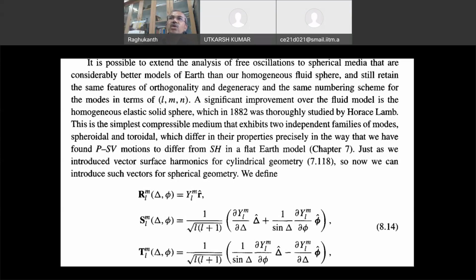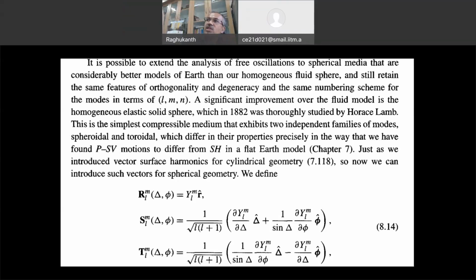This was initially done by Professor Horace Lamb. He published his paper in the Royal Society, on the free oscillations of a solid sphere, in 1892, with the analytical derivations. All the equations are the same, like your stress equations of equilibrium, dou sigma xx by dou x. He wrote the same equation in spherical coordinates, and there also he did the separation of variables.